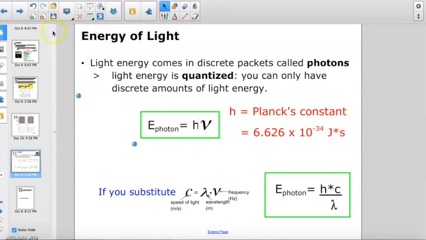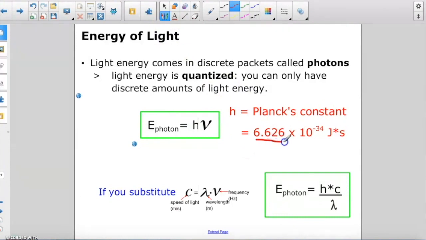How do you calculate the energy of a photon? Well, the energy of the photon is going to be equal to a constant called Planck's constant, and it's this number that you see over here, 6.626 times 10 to the minus 34 joules times second. That would be Planck's constant, okay, this over here. And we will multiply this by the frequency of the light.